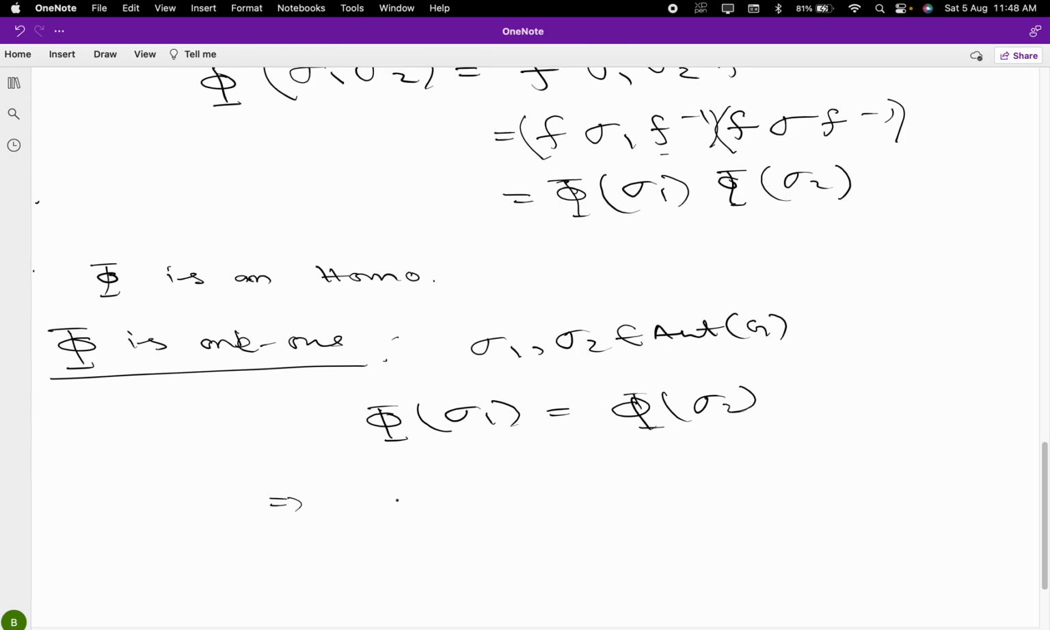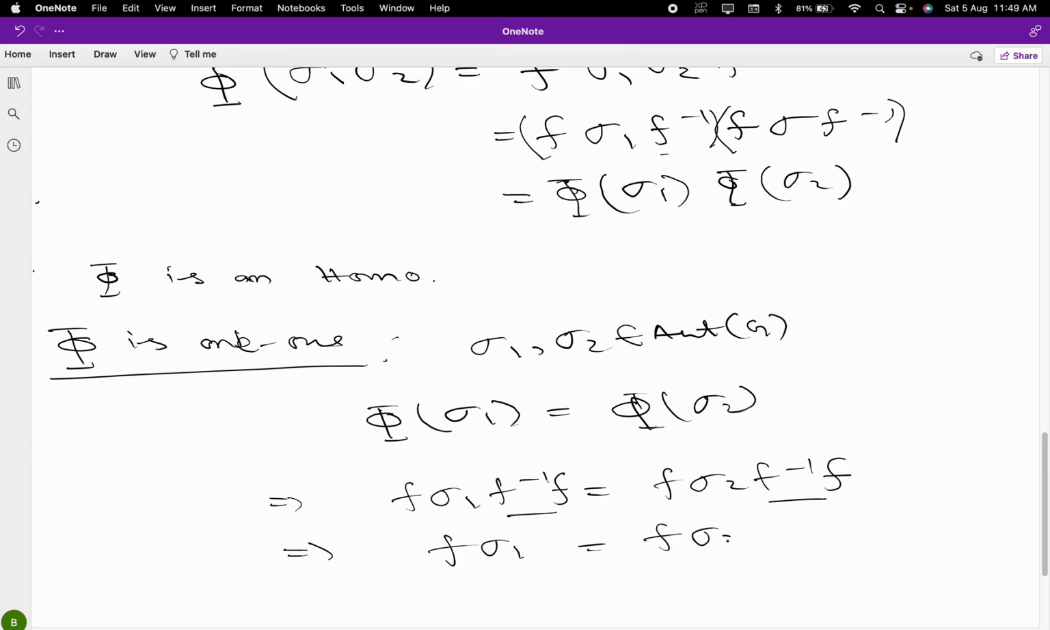So what will you get? You will get F sigma 1 F inverse is nothing but F sigma 2 F inverse, right? Operate F inverse on this side. You can take F over here, and F is also over here. These two will give us the identity. That means F sigma 1 is actually F sigma 2. Because if you operate the inverse with the same function, you will definitely get the identity.